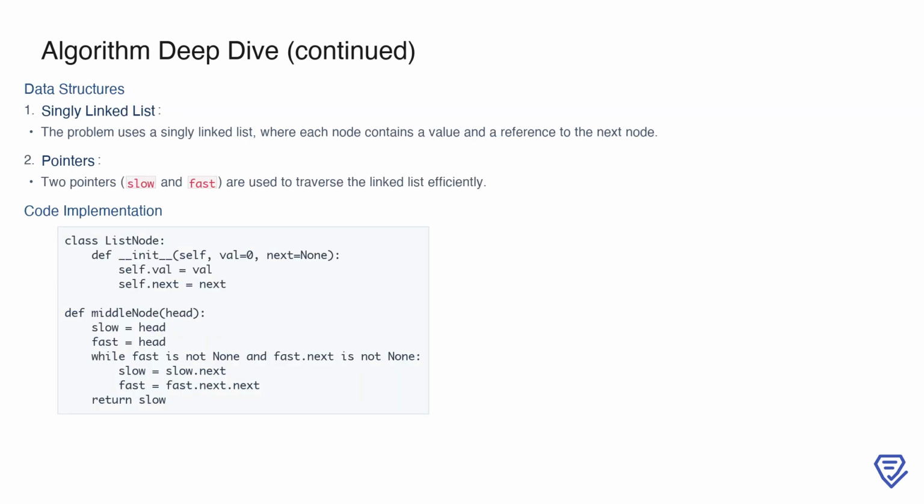The problem involves using a singly linked list, which is a data structure where each node consists of a value and a reference to the next node in the sequence. To solve the problem efficiently, we use two pointers, slow and fast, to traverse the list.